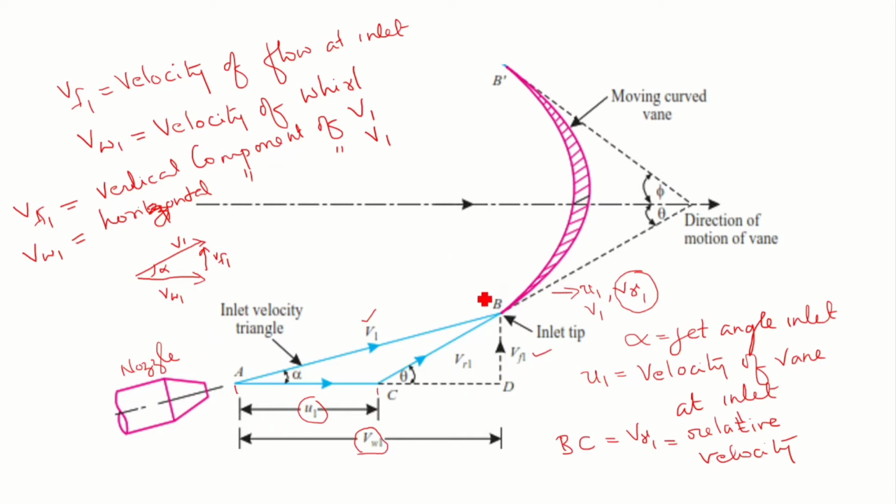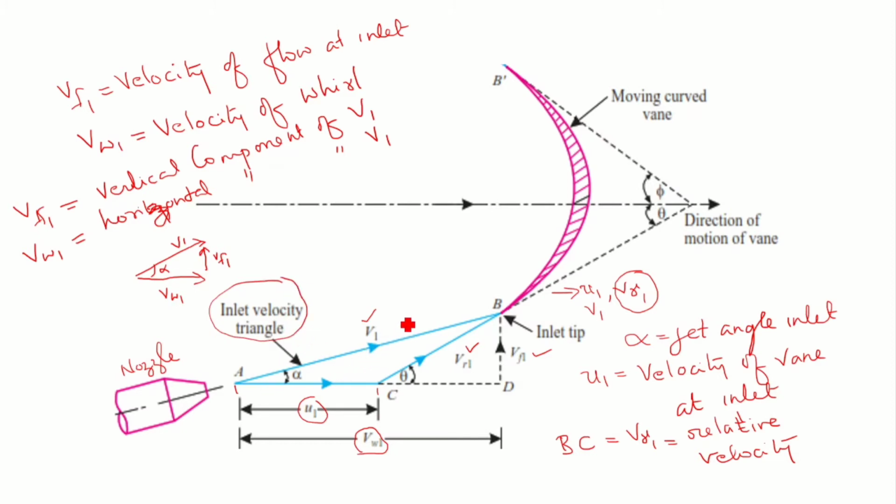So all these constitute the velocity triangle at inlet. The velocity triangle at inlet consists of the following components: V1, U1, VR1, Vf1 and Vw1. Drawing this velocity diagram is important for analyzing the moving curved vane when the jet is striking at one side. So this is a very important portion and you must study this inlet velocity triangle thoroughly.